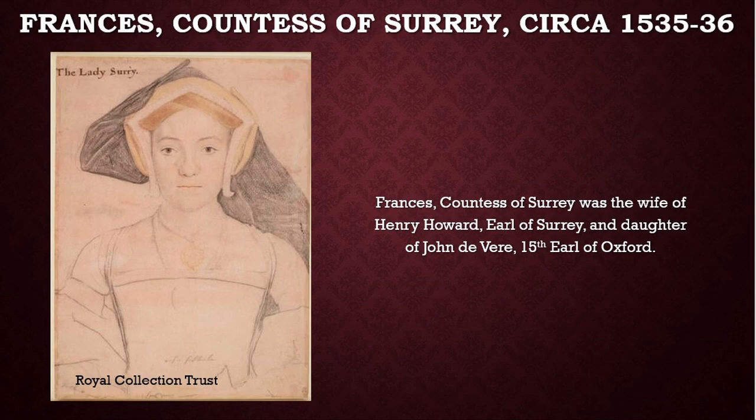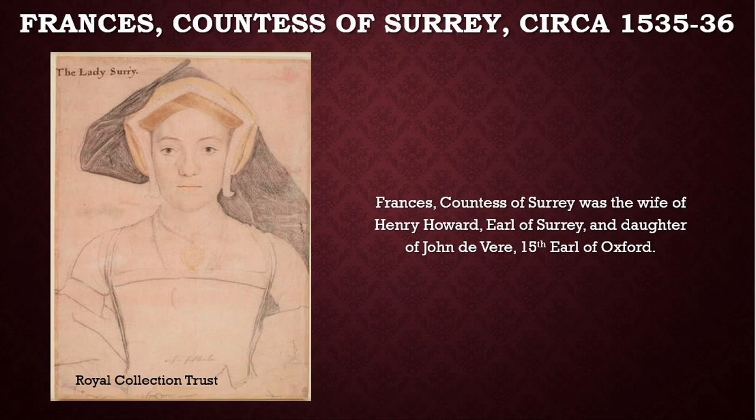She was the daughter of John de Vere, the 15th Earl of Oxford. In April 1532, she married Henry Howard, the Earl of Surrey. The Howards and the de Vere families were repeatedly intertwined and had fought on different sides during the Wars of the Roses, with the de Vere family supporting the Lancastrians and the Howards backing the Yorkists.